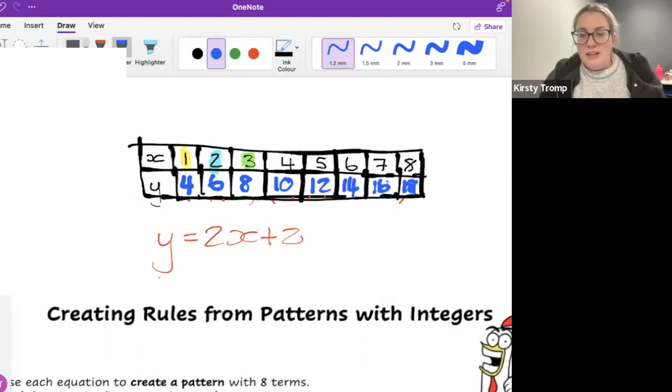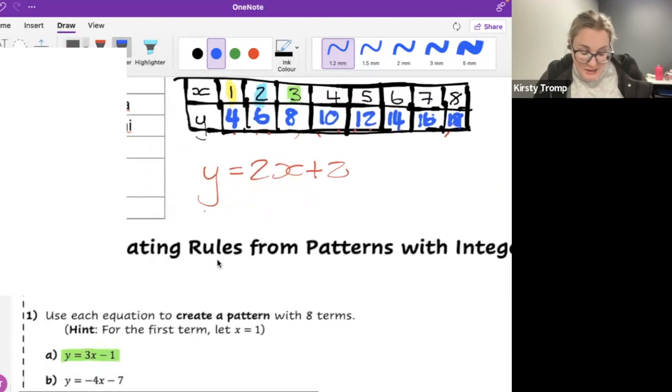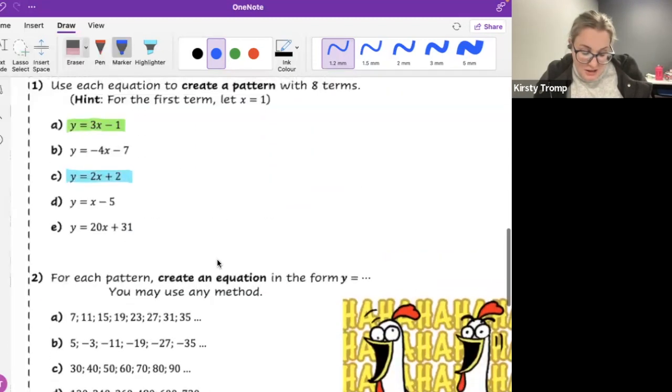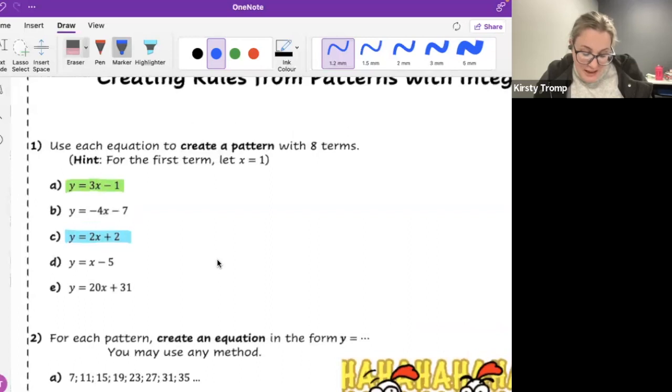Okay, thanks, Milukushle. All right, guys, so these are super, super easy. You just follow the rules, you plug in your figures, and you get your answers. So we're going to move down to the next section now. For each pattern, create an equation in the form y is equal to. You may use any method.